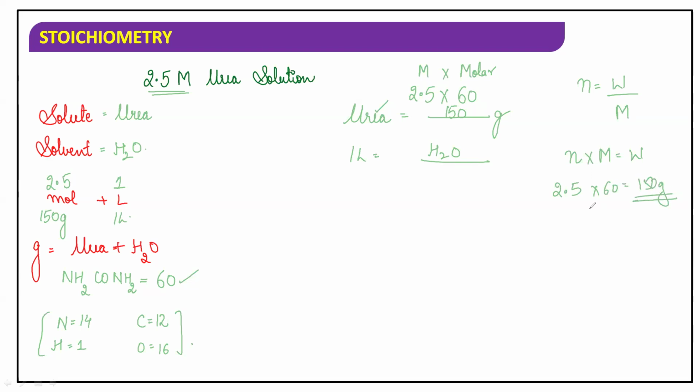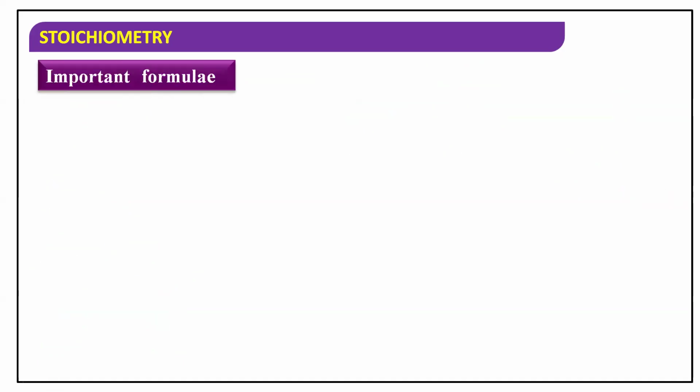So this is how we can actually decode the language of chemistry. This is the basic concept of chemistry. If you do not understand this, you will not be able to solve the numericals of a higher level. Okay. Now I'm giving you important formulas which will be helpful in your competitive exams.